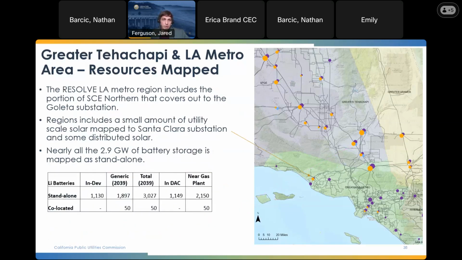In the LA metro area, we have a small amount of utility scale solar and some distributed scale solar, which for RESOLVE mapping purposes is basically a few megawatts that represents commercial scale rooftop up to community scale infill solar. And then the LA metro area also includes about 2.9 gigawatts by 2039 of battery storage mapped to the area. Next slide.